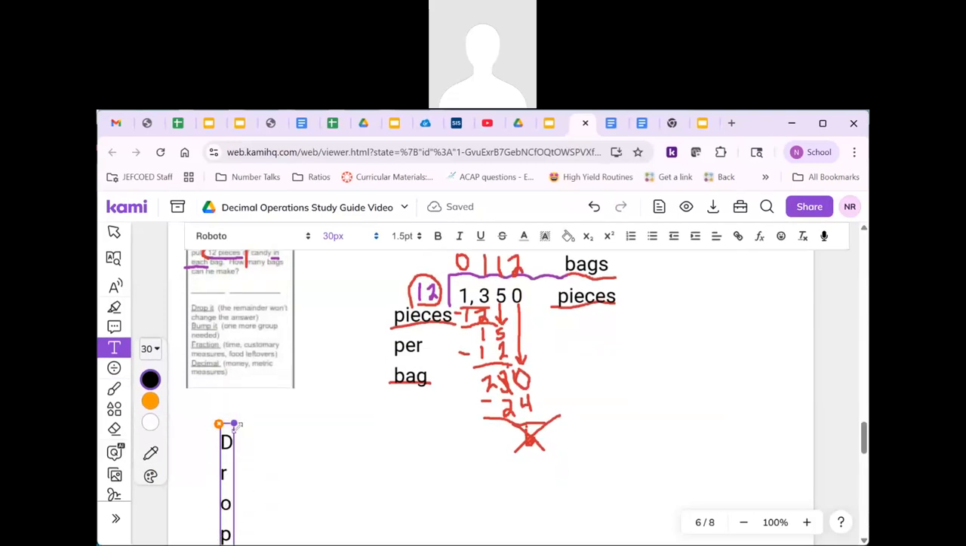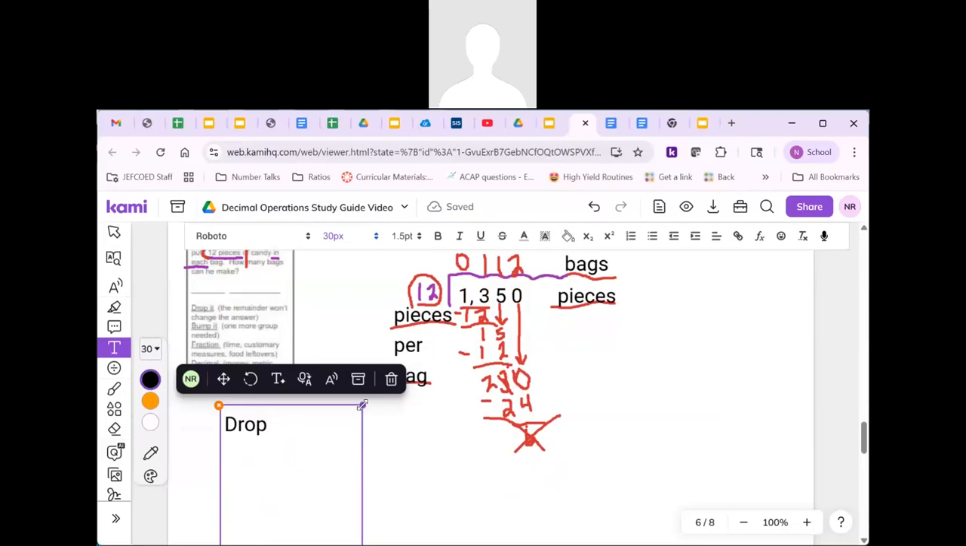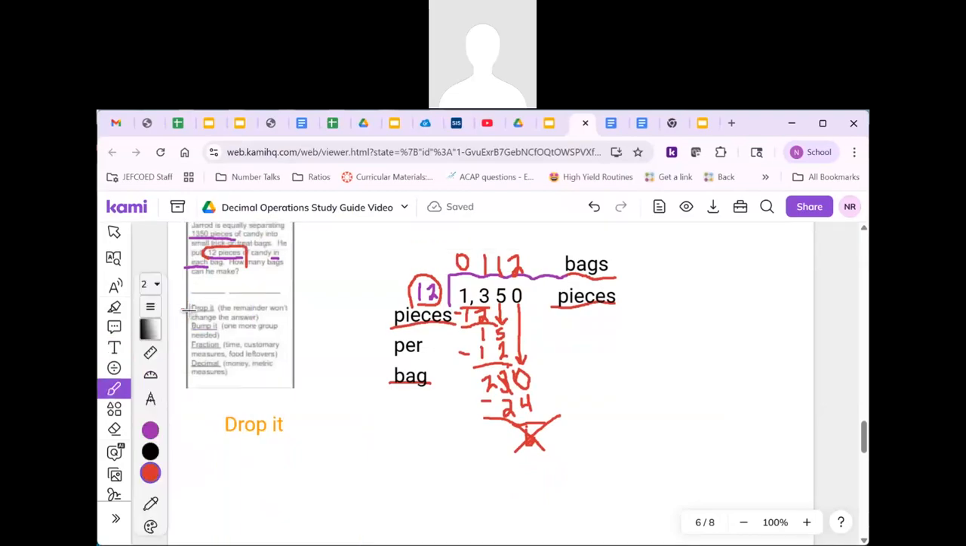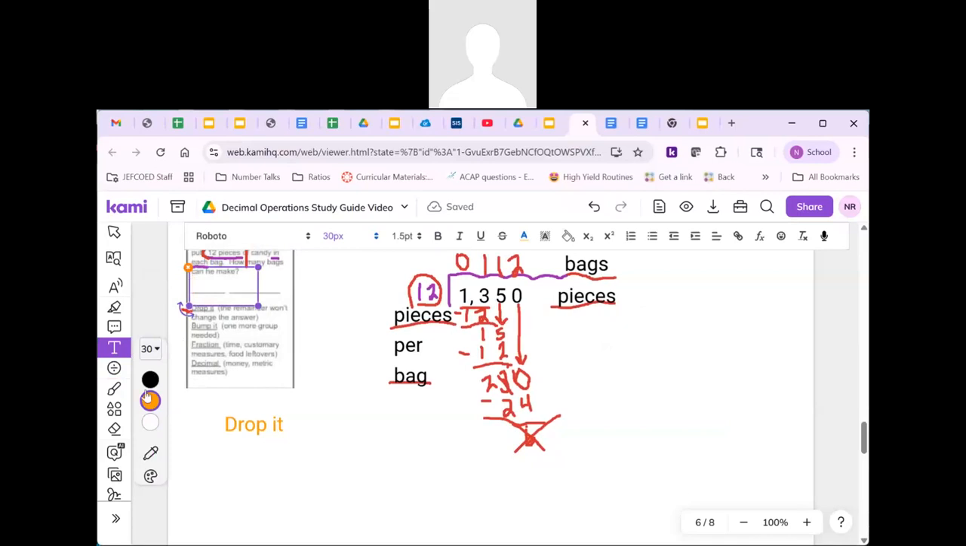Let's spread that out. Drop it. Look what it says about drop it. The remainder, right here. I'm going to drop it right here. Well, it's not letting me write anything. There we go. Drop it. The remainder won't change the answer. No, that 6 pieces is not going to give me another bag. Okay? So your answer that you would go fill in on your paper would be 112. The other line is for the word bags. Okay? All right, go to the next problem.